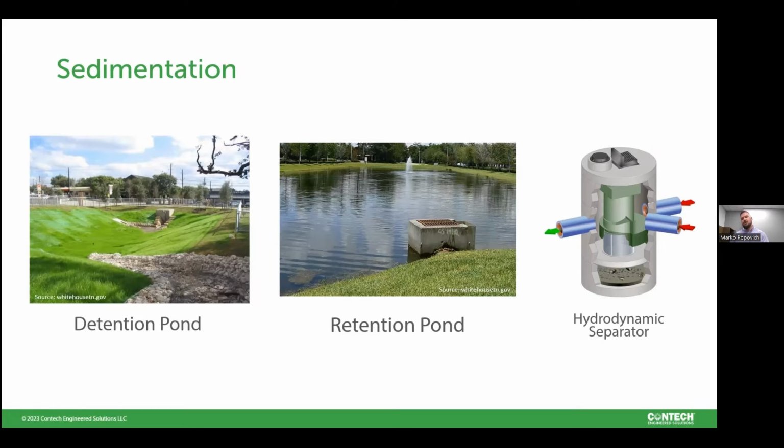Whereas with a pond, you're going to have to dredge that out. It's a pretty involved maintenance process. With a hydrodynamic separator, it takes a simple vactor truck, pop the manhole lid, vactor that out, and it's good to operate for future use.